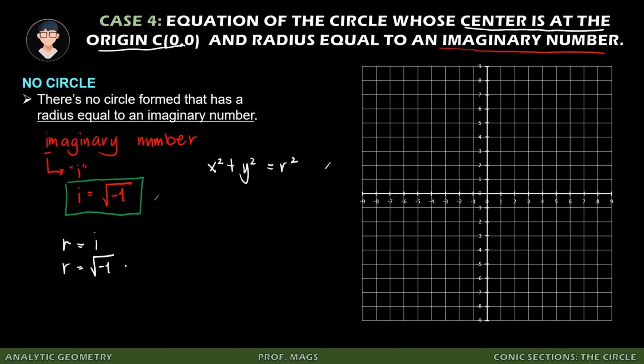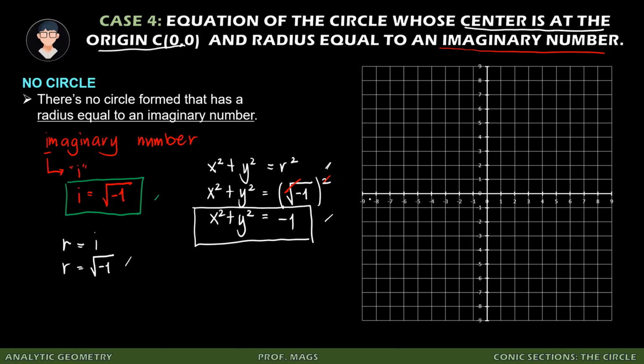So, substitute natin dito sa ating standard equation. So, x squared plus y squared is equal to the square root of -1, quantity squared. So, x squared plus y squared is equal to the square root of -1 squared. Tapos, in-square natin, we will get -1. Bakit? Kasi maka-cancel out na yan since we have the square, or mawawala yung square root symbol.